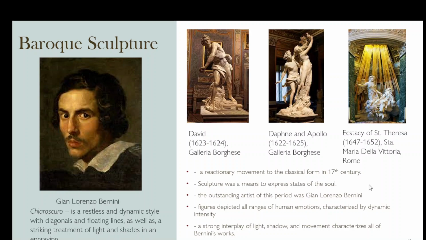Sculpture was a means to express states of the soul, kaya very expressive yung, halimbawa, yung mukha. Kung i-close up mo tong mukha nito ni David na version ni Bernini, diba? Kitang-kita mo yung emotions. Same din dito, no, kay Daphne and Apollo. If you look closely at their faces, very expressive yung emotions. Figures depicted all ranges of human emotions, characterized by dynamic intensity. There's a strong interplay of light, shadow, and movement characterized in all of Bernini's works. At yun yung paggamit niya ng chiaroscuro sa kanyang sculpture.